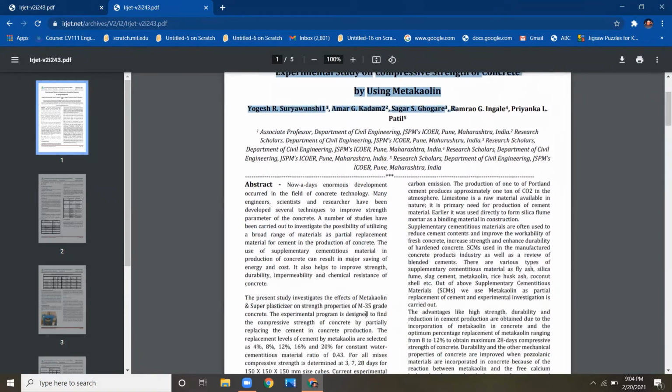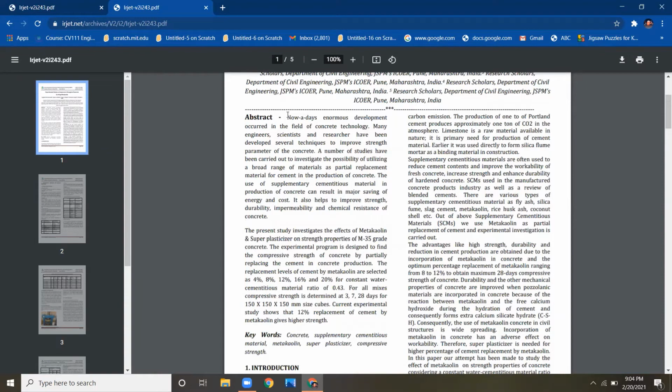Now first of all, what do we have to see? We have to see the abstract. What is the abstract over here? The abstract is the summary of your whole research paper. It is at the start of the paper, but it should be written at the end of your work.